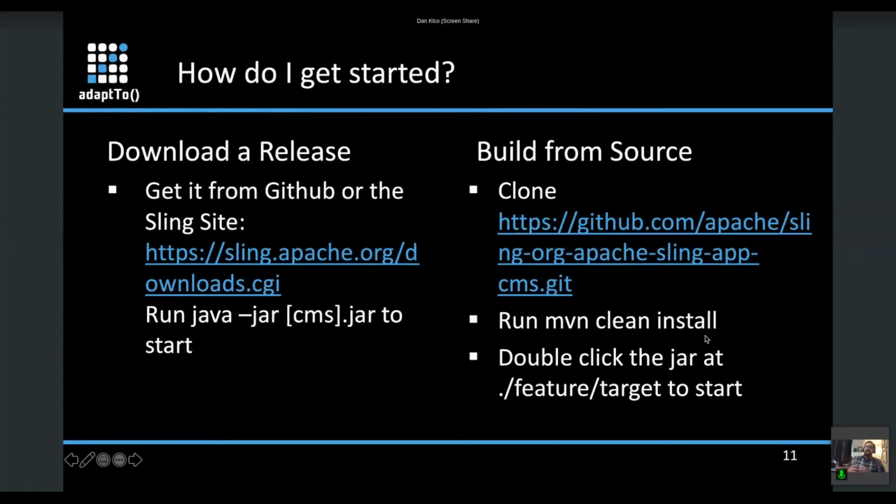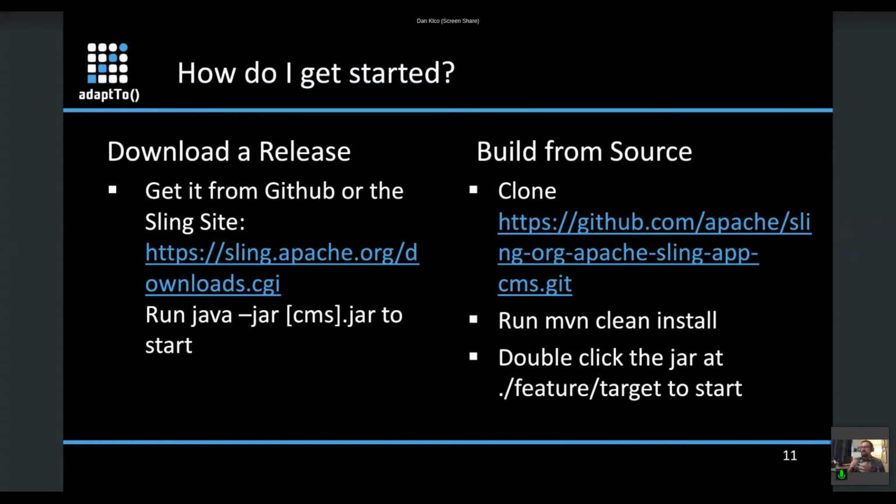So how do you get started? You can download a release from the GitHub project, or from the Sling site. There's links both ways here. So sling.apache.org or the GitHub site that I'm not going to read off because it's much longer. And then you can run java -jar and then the CMS jar to start it up.